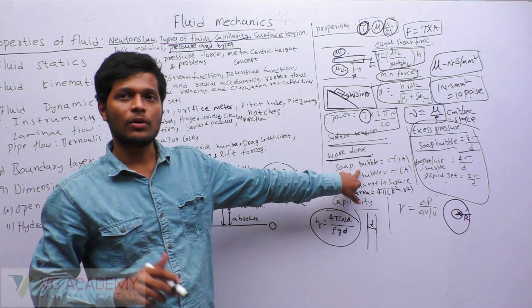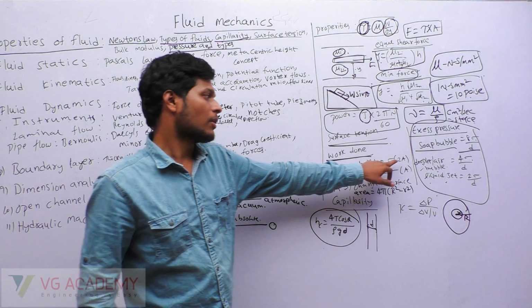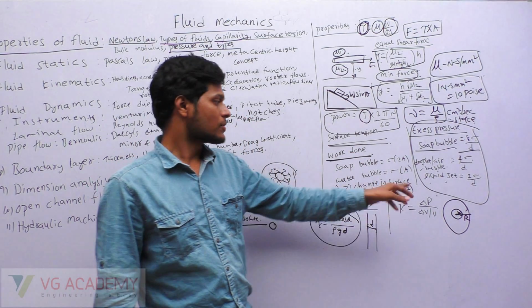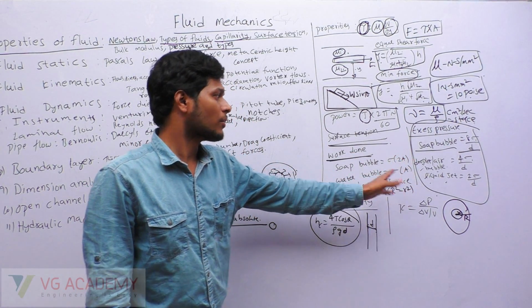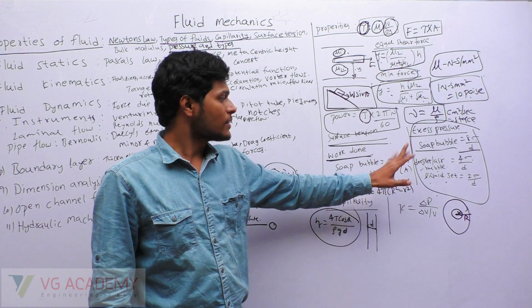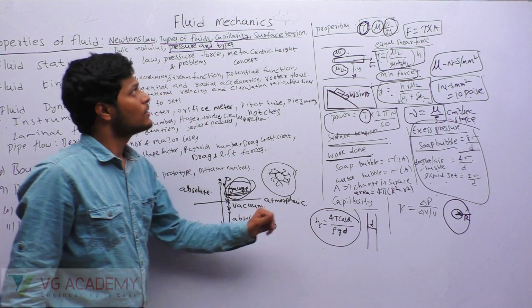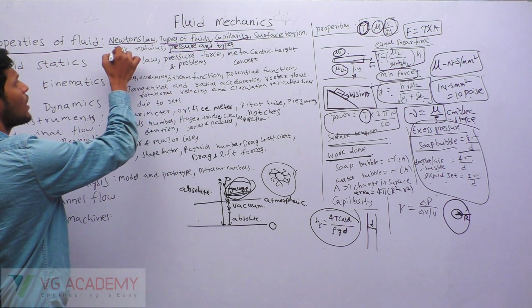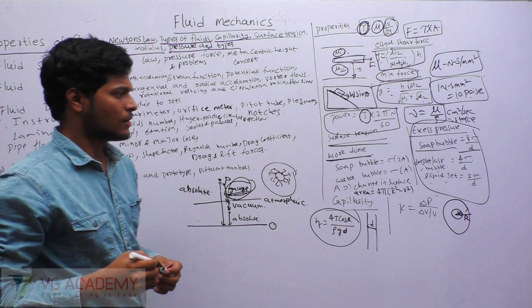The soap bubble will have 2 faces, so you will have to multiply with 2. For a water bubble you will have only 1 film, so you should multiply with 1. Okay, so that is sigma into 2a, sigma into a. So these are the important ones, and last, bulk modulus.